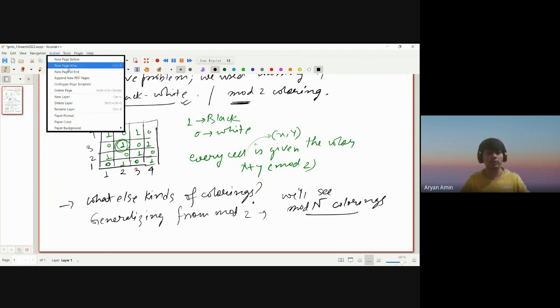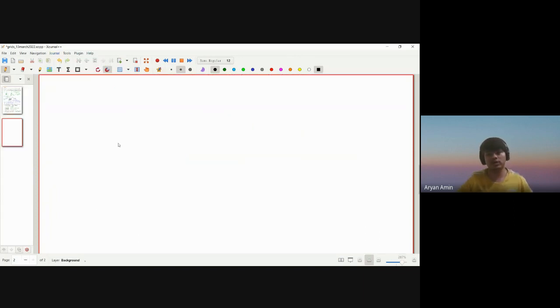Okay, so let's do one problem first. I will elaborate on mod n coloring and show problems on it after a while. So let's do a couple of problems on black and white coloring first.